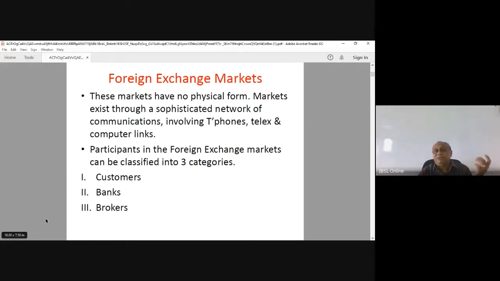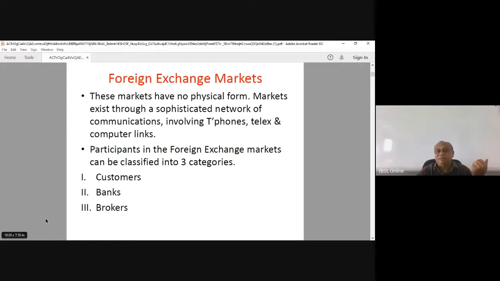The market exists through a sophisticated network of communication involving telephones, telexes, and computer links, right? All those things are part and parcel of this foreign exchange market. And you won't believe, for a day, over 3 trillion, 4 trillion dollars of transactions are happening, right?